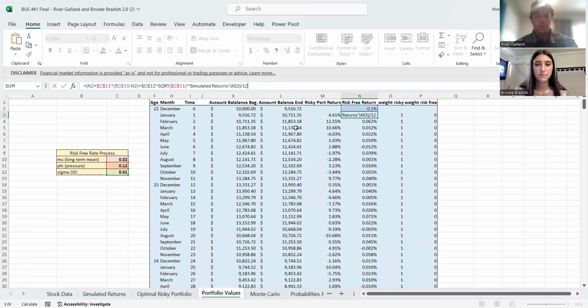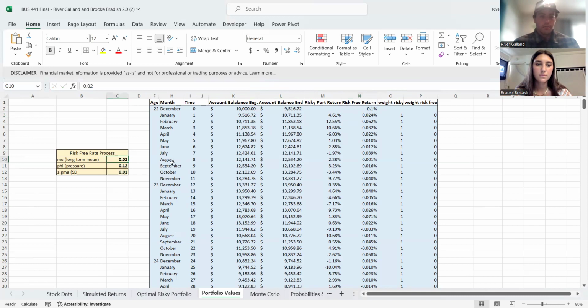And this was found using a mean reversion process, which pretty much states that it'll go up and down, but never really leave the long-term mean, which you can see right here as mu. And of course, there's phi, which is kind of like how much up and down it will go in the graph. And then obviously sigma right here, very, very low for the risk-free rate as well.